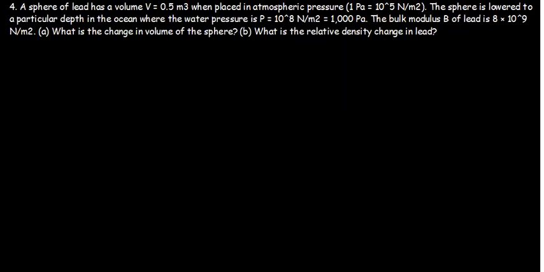Another question here: a sphere of lead has a volume of 0.5 cubic meters when placed in atmospheric pressure, and 1 Pascal is 10 to the power 5 Newton per meter squared approximately. The sphere is lowered to a particular depth in the ocean where the water pressure is 10 to the power 8 Newton per meter squared, which is the same as 1000 pascals. The bulk modulus of lead is given as 8 times 10 to the power 9 Newton per meter squared. What is the change in volume of the sphere?